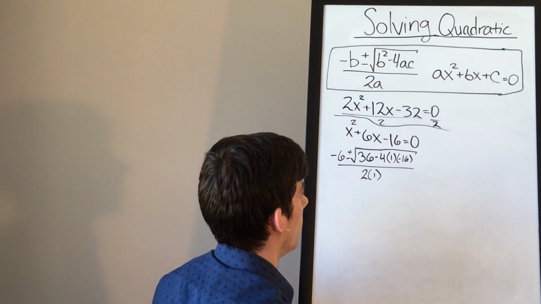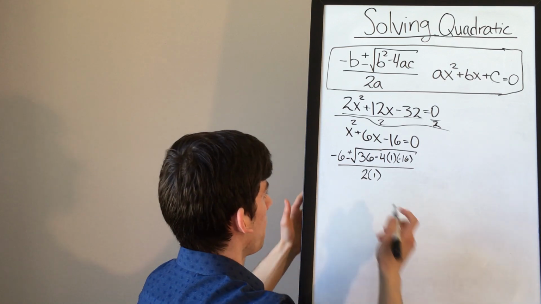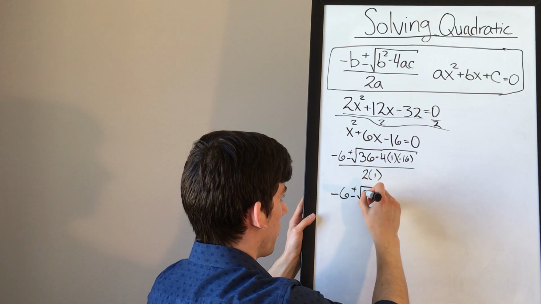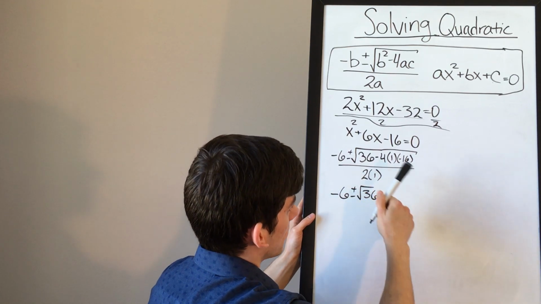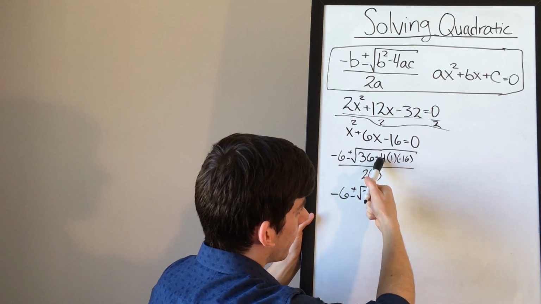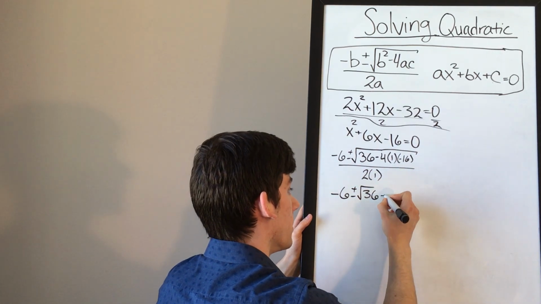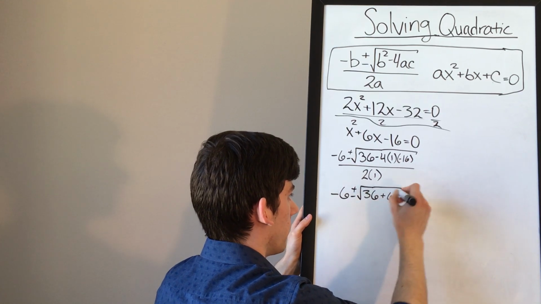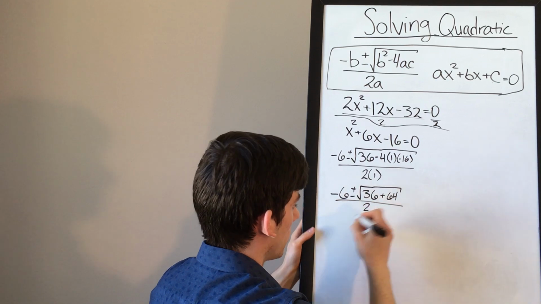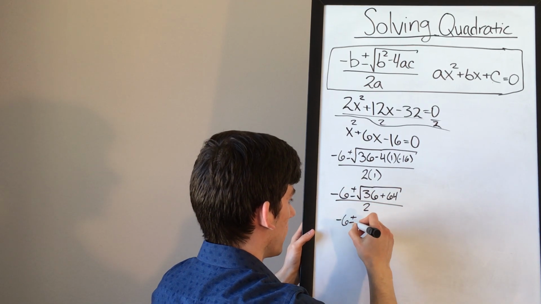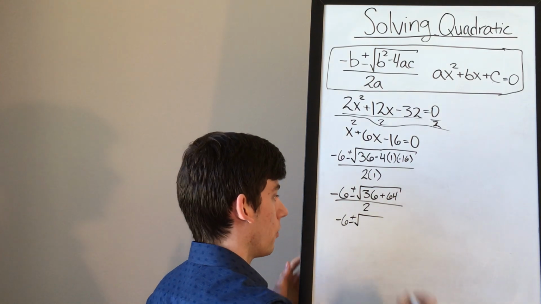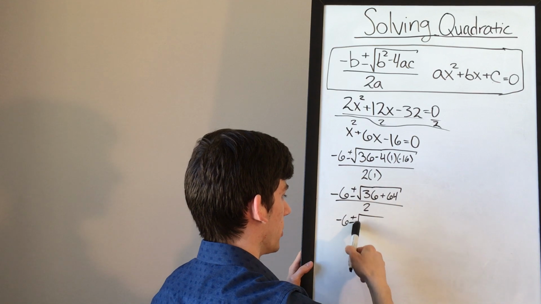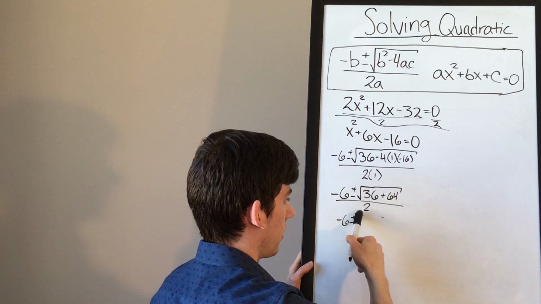Okay, so let's simplify it a little bit further. It'd be negative 6 plus or minus the square root of 36. Negative 4 times 1 is negative 4, negative 4 times negative 16, so that's going to be positive 64, all over 2. That comes down to negative 6 plus or minus the square root of 36 plus 64, which is 100. So the square root of 100 is 10. Let me just go ahead and write this as 10 here.